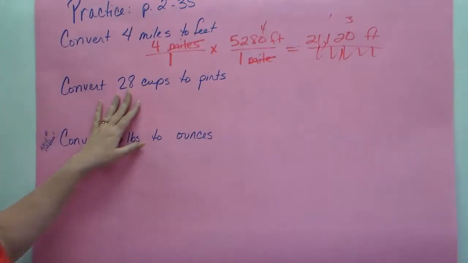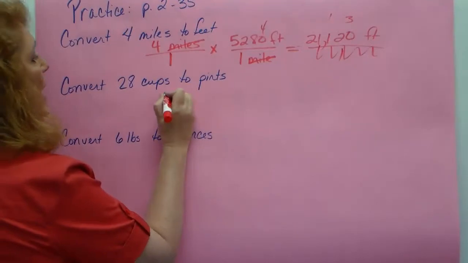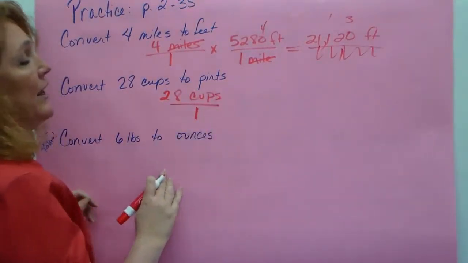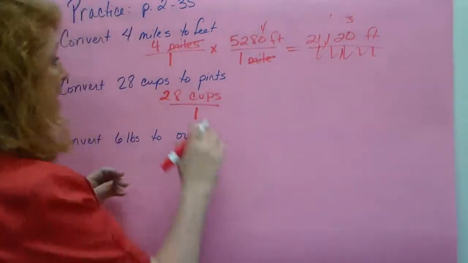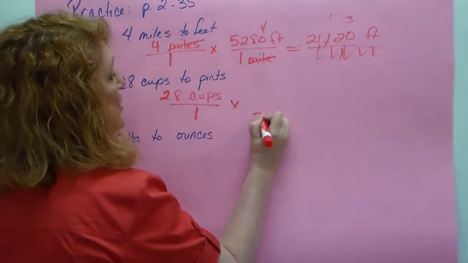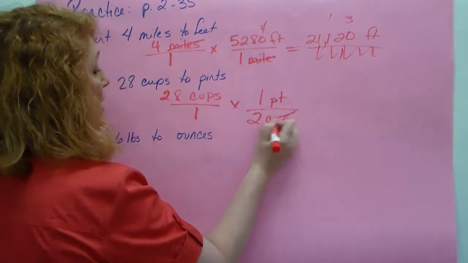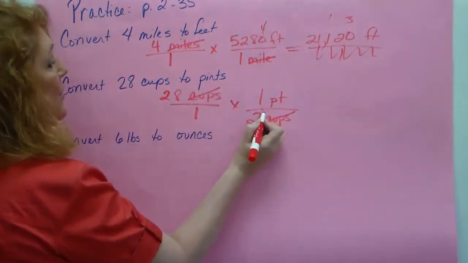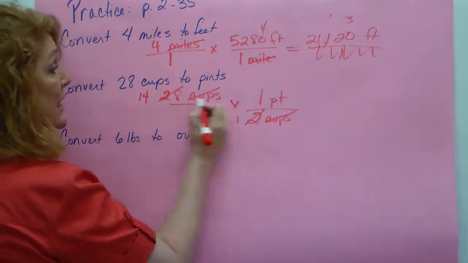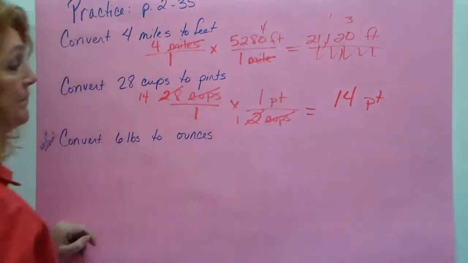Next one. I'm converting 28 cups into pints. I'm going to start by writing this down. I have 28 cups over 1. And I know that there are 2 cups in a pint. And I know that cups is going to go on the bottom, so it's diagonal. There are 2 cups in 1 pint. And I can cross-cancel the word cups. And I know that 2 goes into 2 1 time, and 2 goes into 28 14 times. And if I multiply straight across, I get 14 pints.